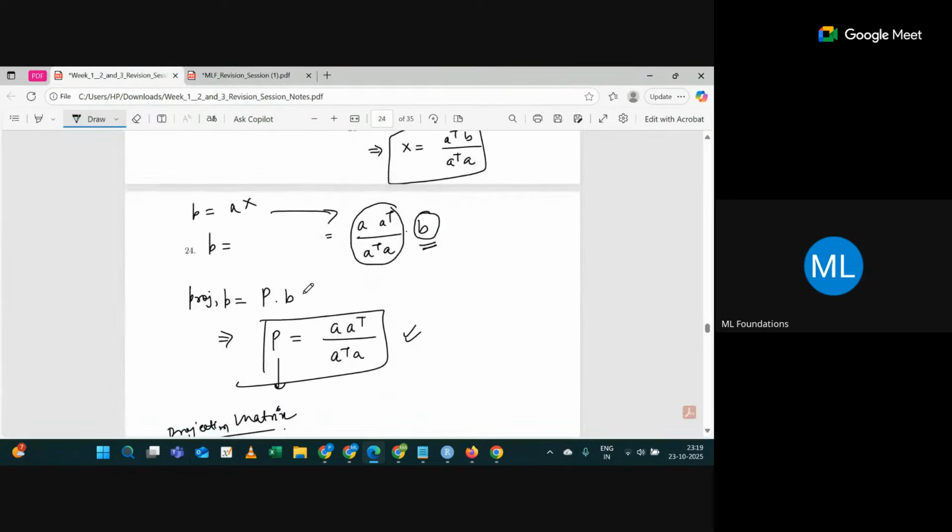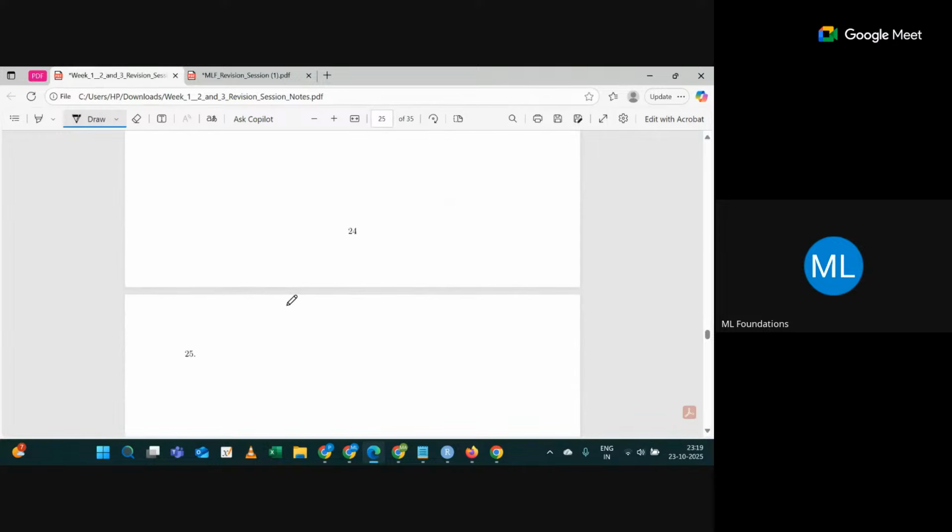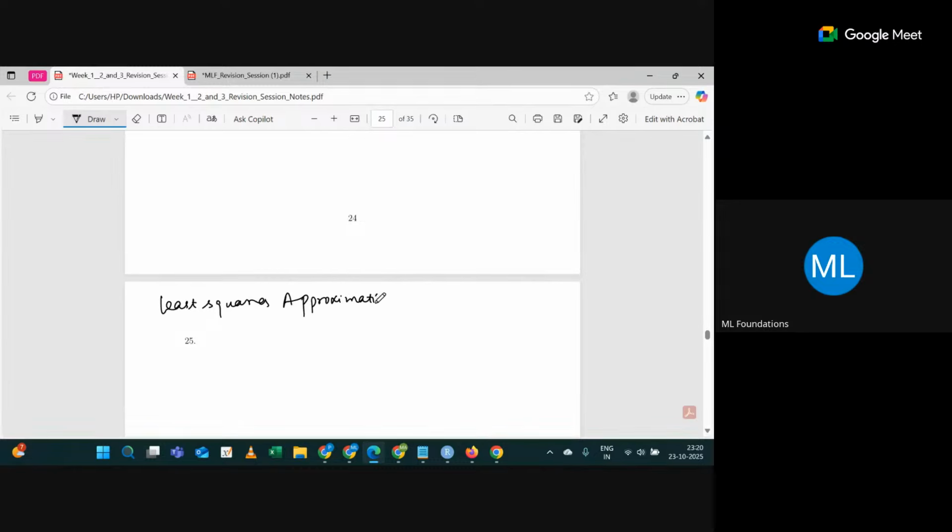Okay, so the next is linear least squares approximation. What does least squares approximation do? I mean, why is it necessary? Anybody? To fit a line to the data, like scattered data. Yes. What is the key idea actually?